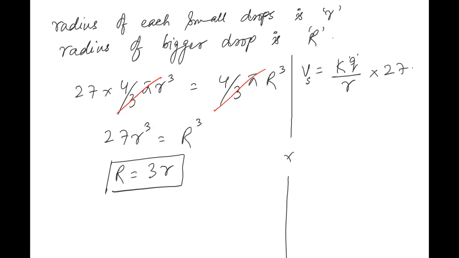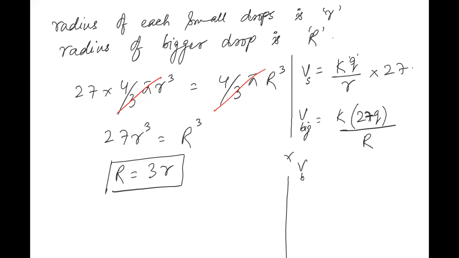Is it correct? Tell me. Yes, sir. And what would be the potential of the bigger drop? It will be k multiplied by the charge of the bigger drop. Who will tell me what will be the charge of the bigger drop? Every small drop has a charge of q, so the bigger drop will have a charge of 27q. Very good. Divided by the radius of the bigger drop.